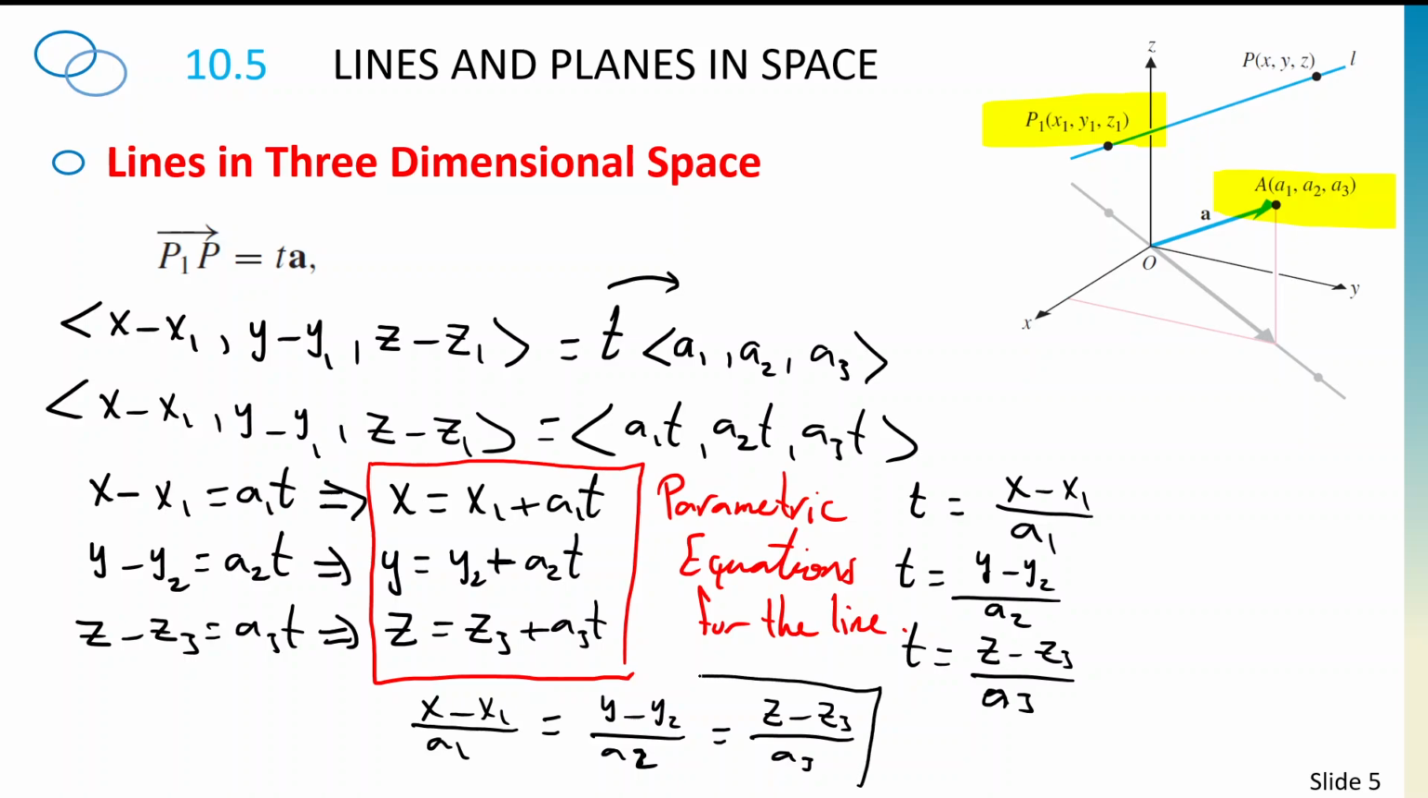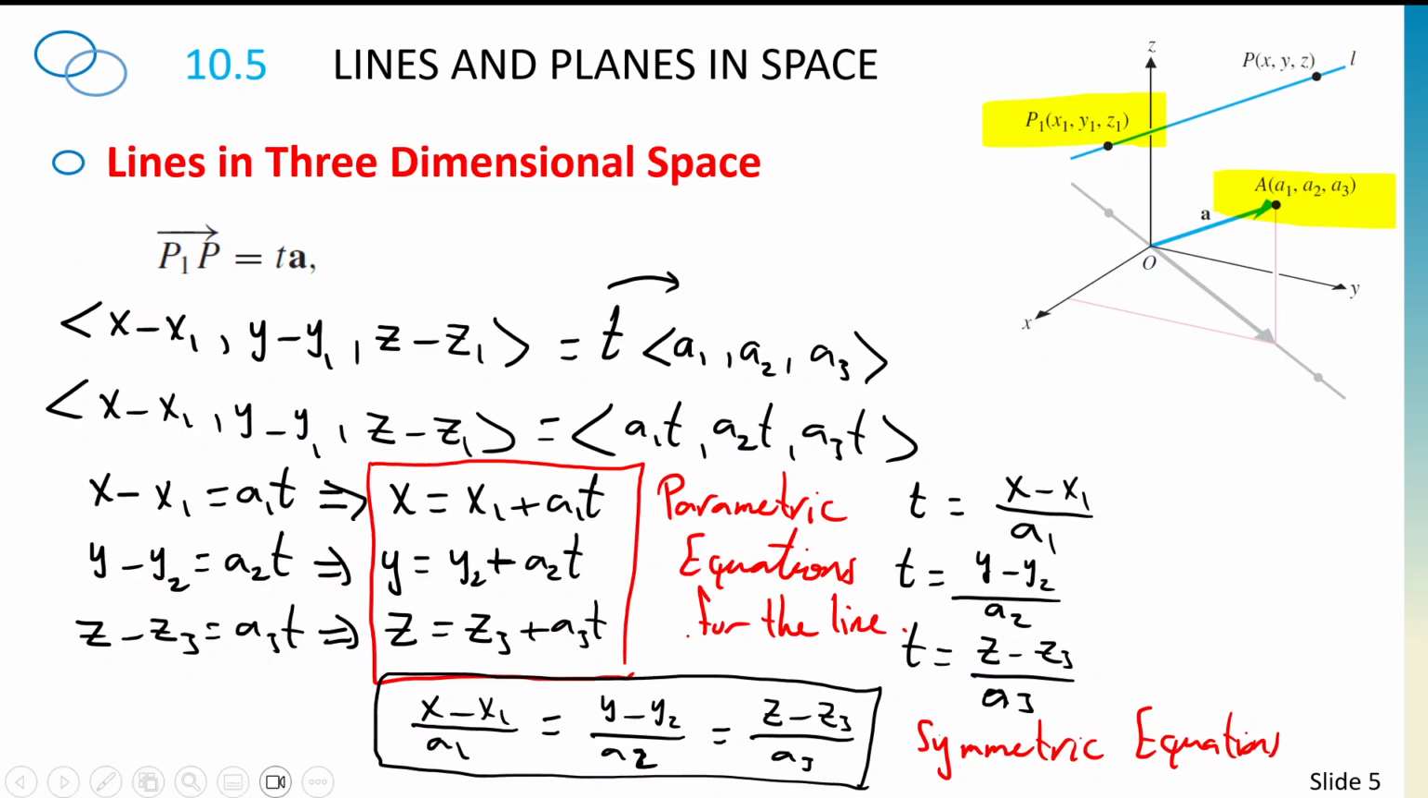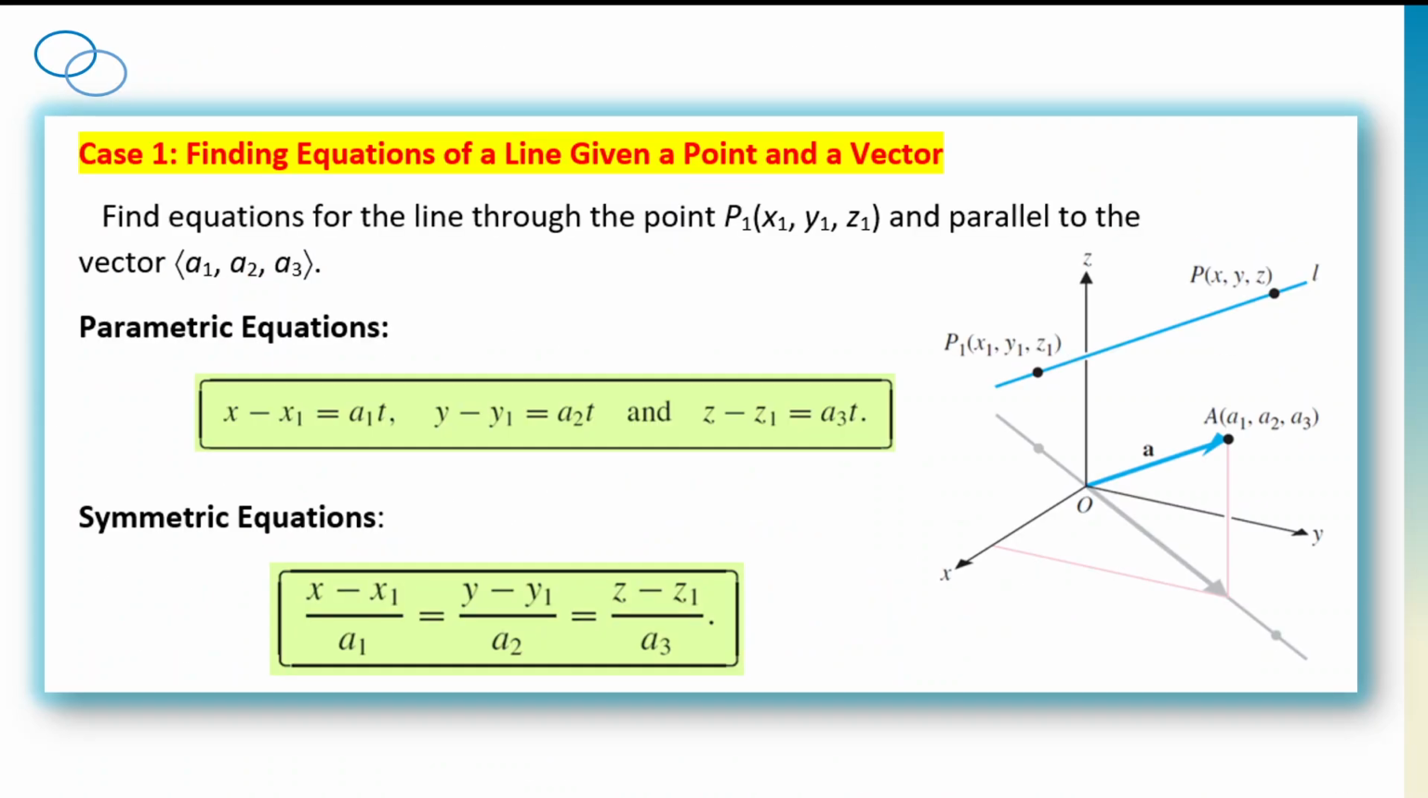And these three are what we're going to call from now on symmetric equations. So that means there are two ways to write the equation of a line in three-dimensional space: either by using parametric equations or symmetric equations, which we can see as a summary here as our first case.